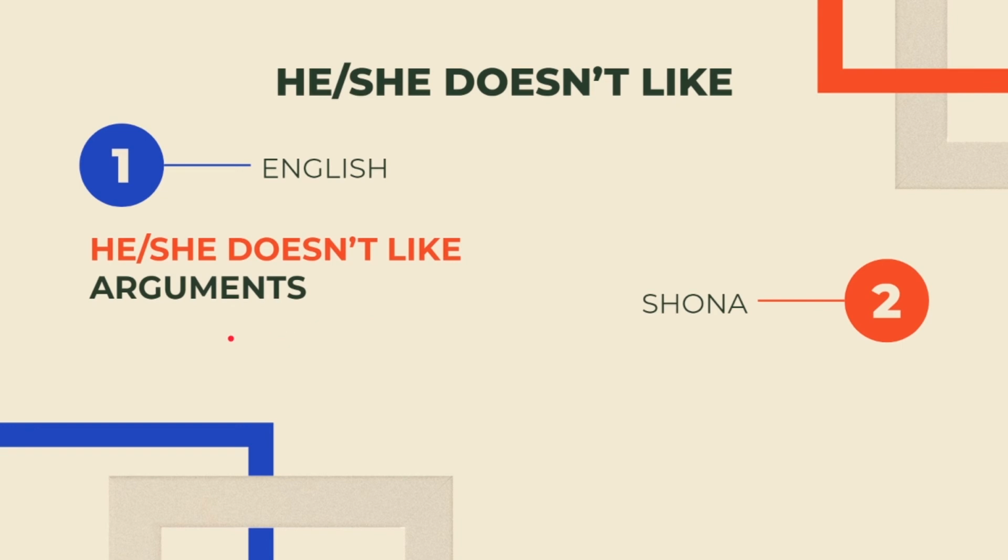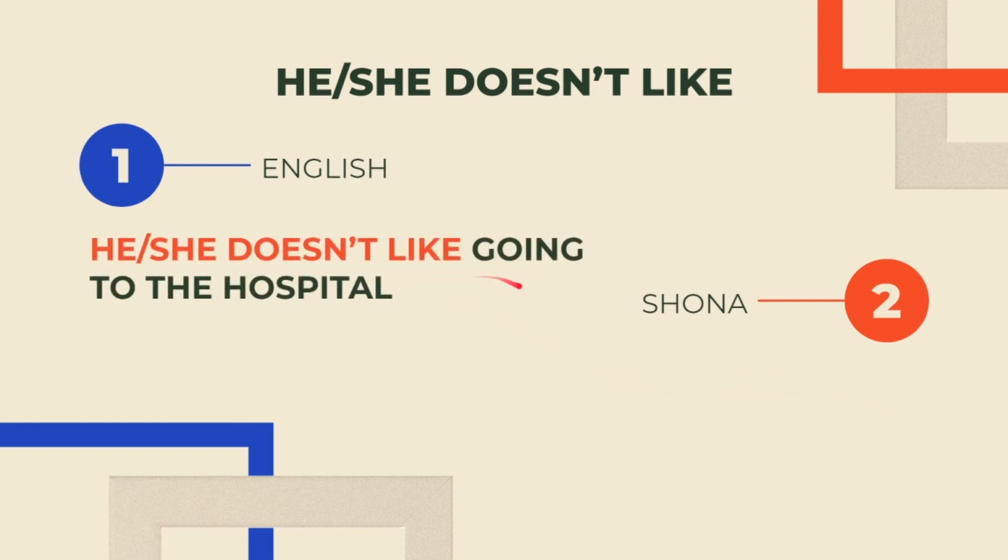Okay, another example. He or she doesn't like arguments. In Shona, haafariri nharo. Arguments in Shona, it's nharo. Haafariri nharo.